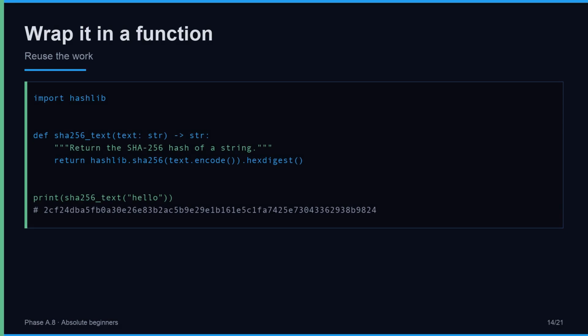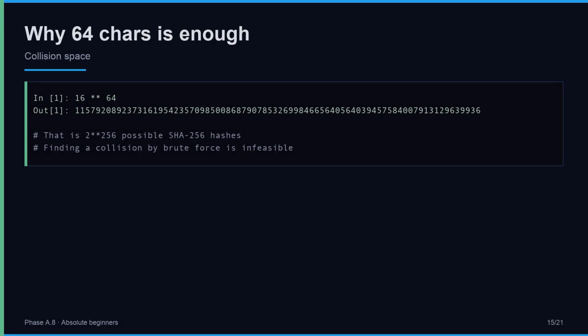Wrap the hashing in a small function so you can reuse it. Define SHA-256 text that takes a string, encodes it, hashes it, and returns the hex. Now you can hash anything with a clean call, SHA-256 text of hello. This is the habit to build. Once you understand the steps, hide them behind a clear function name so your real code reads like English.